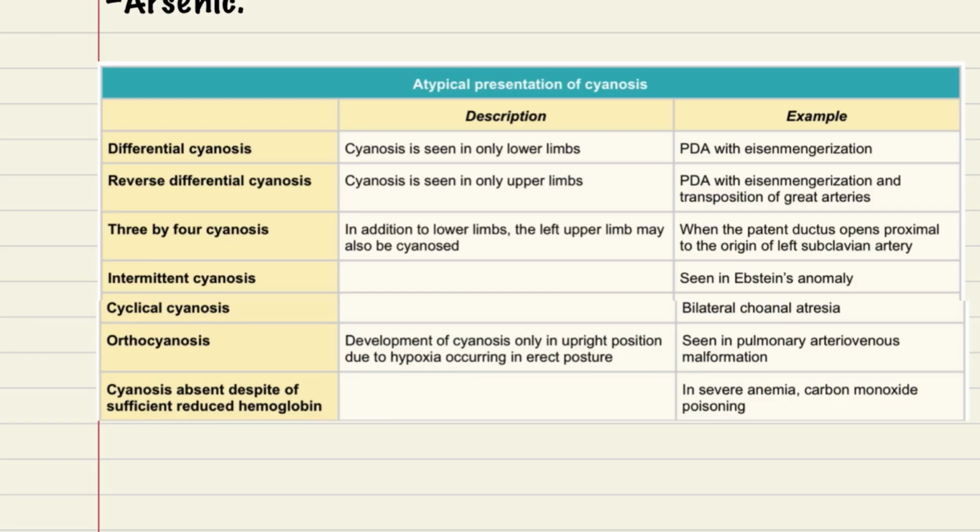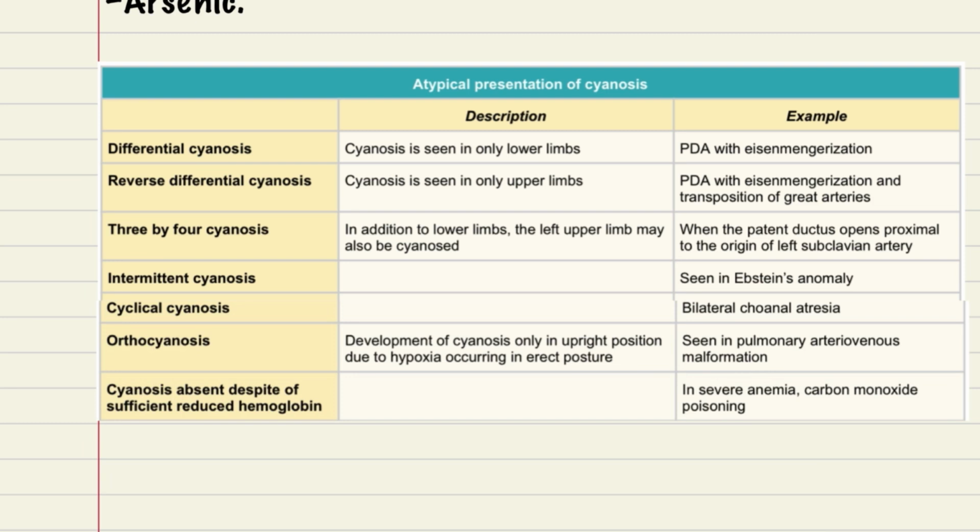It is seen when the opening of the patent ductus is proximal to the origin of the left subclavian artery. Then we have intermittent cyanosis, characteristically seen in Ebstein's anomaly. Then cyclical cyanosis seen in bilateral choanal atresia. Orthocyanosis means that the cyanosis develops only in the upright position due to the hypoxia in the erect posture. It is seen in pulmonary AV malformations.